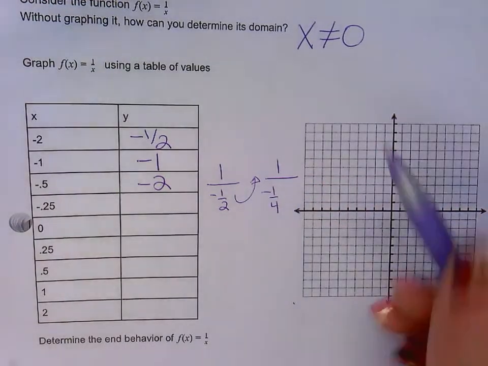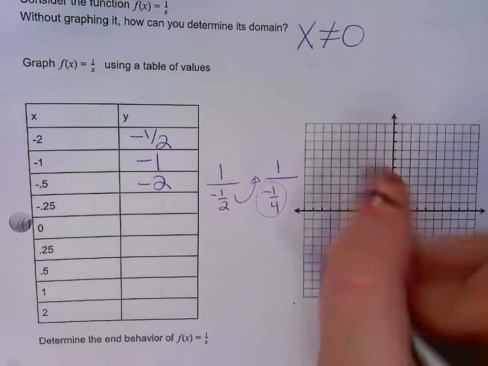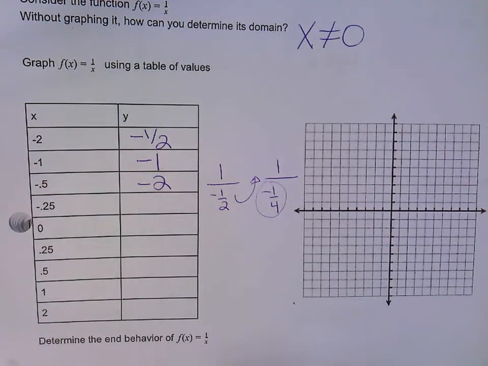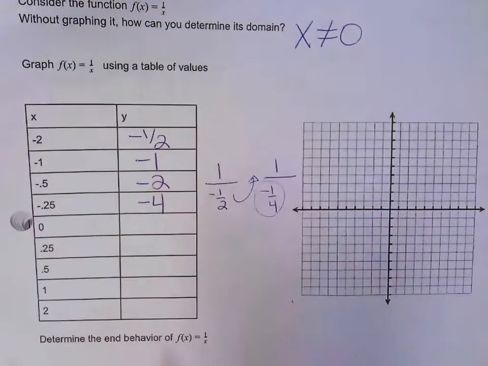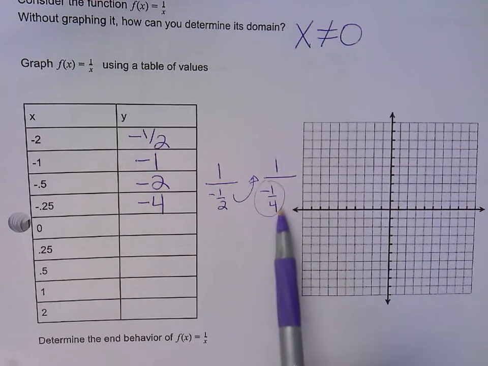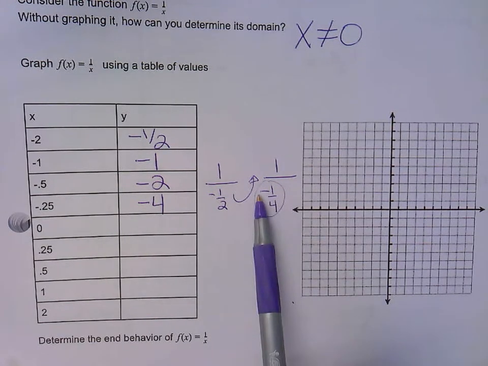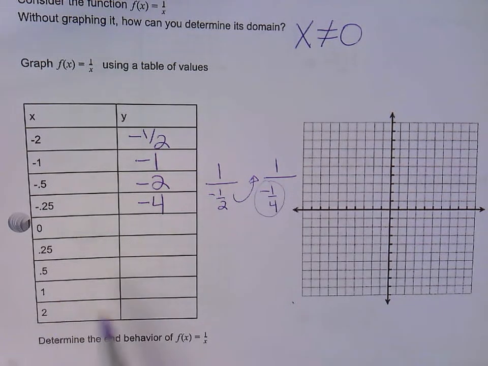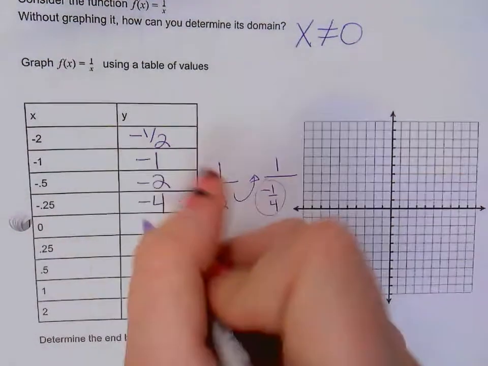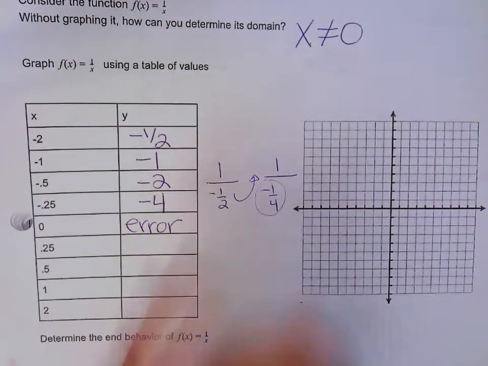All right, so what if I take 1 and I divide by -1/4? So I would flip it, right? And multiply by the reciprocal, and now I have -4. So basically, the smaller the fraction that you divide by, the bigger the output. If I divide by 0, I get error or undefined.